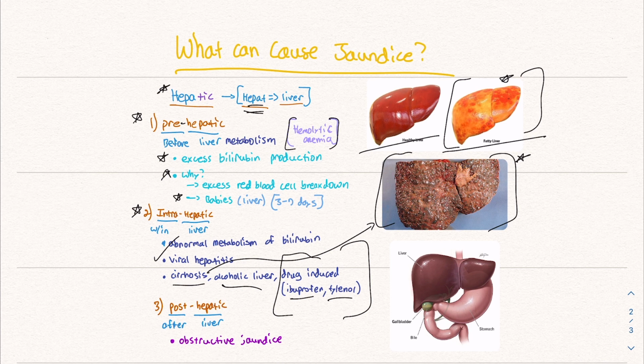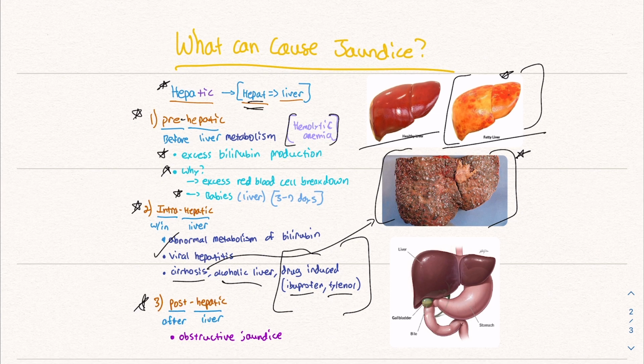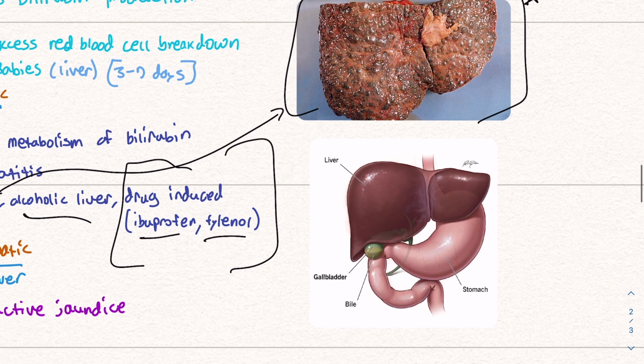There's a reason why there's a label on all those bottles saying not to consume too much in a 24-hour time period. Then we have post-hepatic jaundice. So after the liver processes things, this is oftentimes obstructive jaundice. So if we come in here, I mentioned that the bilirubin is stored in the gallbladder in bile. Well, when this is processed, it moves through this tube to get processed in the body and excreted as waste.